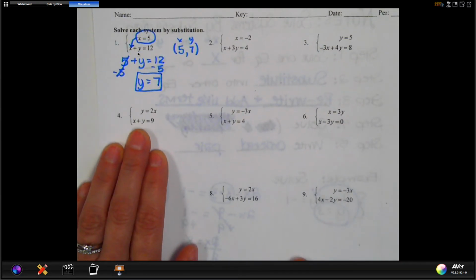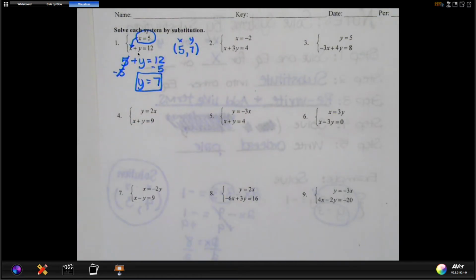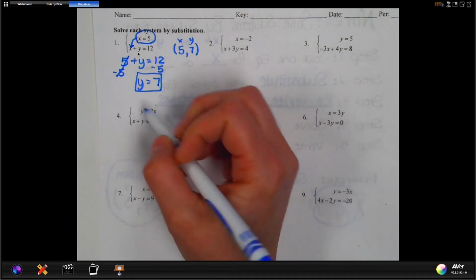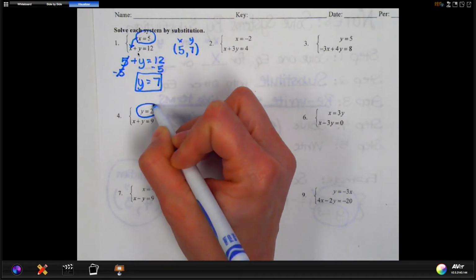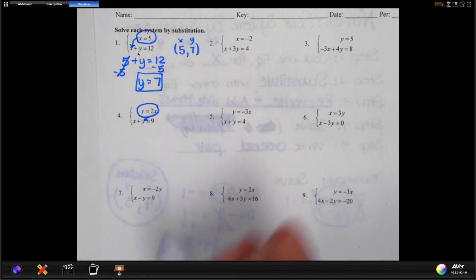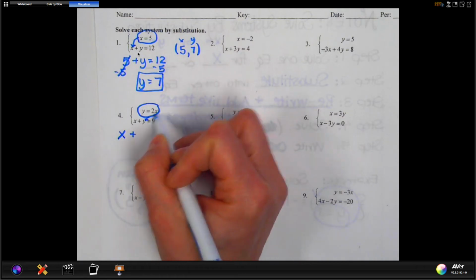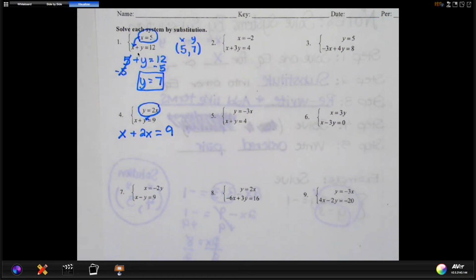So number 4 has y equal 2x, and that's solved for y, but it's not a plain number. So we're going to do it the same way. Since it's solved for y already, I am going to take the whole thing, the 2x, and I'm going to put it in for this y right here. So I'm going to rewrite x plus, not y now, 2x equal 9. Okay, now I have to simplify.